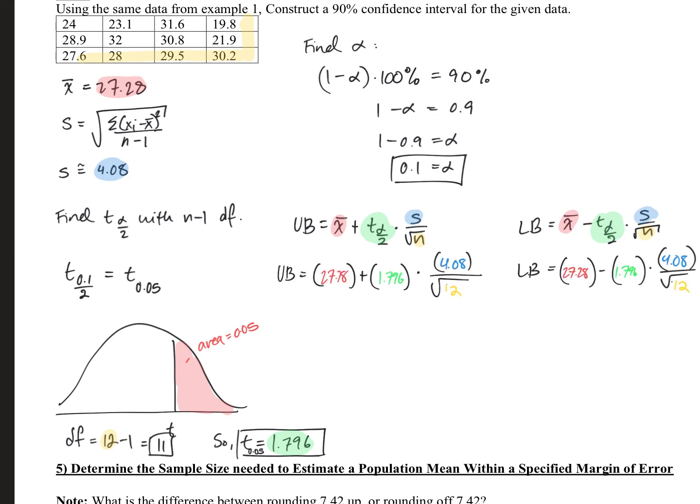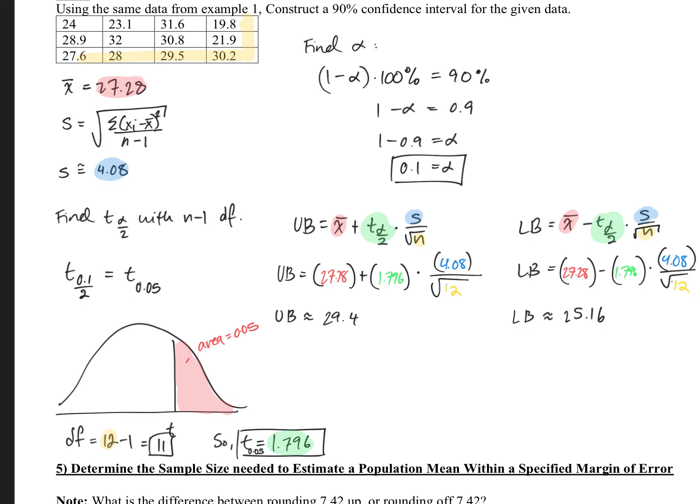All right, let's go ahead and plug these in. So I went ahead and plugged in the values. Next thing we're going to do is plug these into our calculator and see what we get for the upper bound and the lower bound. Okay, so I plugged them into a calculator and I found the upper bound is about 29.4, and the lower bound, I accidentally wrote UB, is about 25.16.